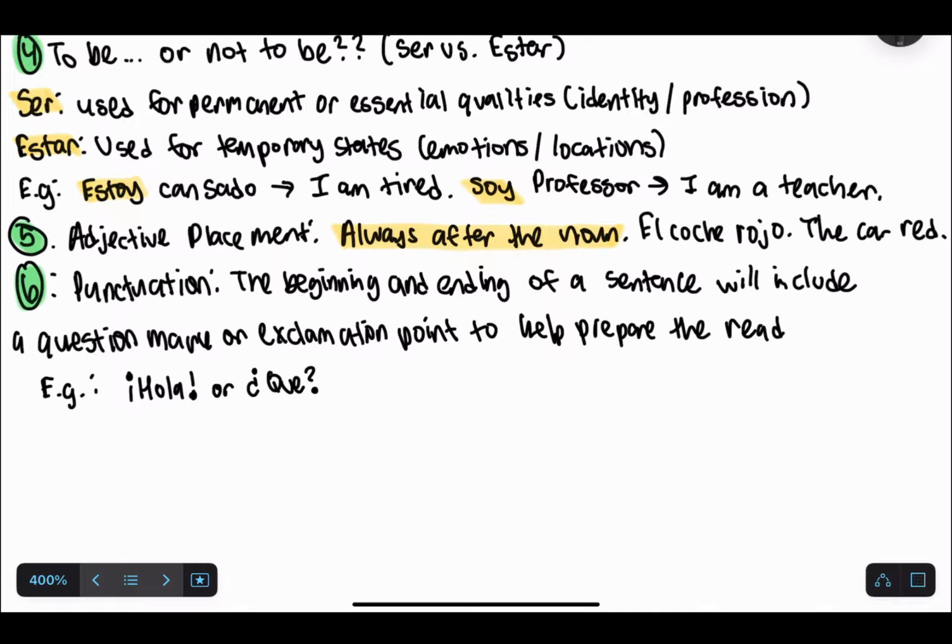Let's now look at the next point, which is your adjective placement. In English, we usually put the adjective right before the noun, such as the red car. However, in Spanish, it is almost always flipped. The adjective comes right after the noun. So you're literally saying the car red. So keep this in mind whenever you're trying to figure out what a word means based on the ones around it.